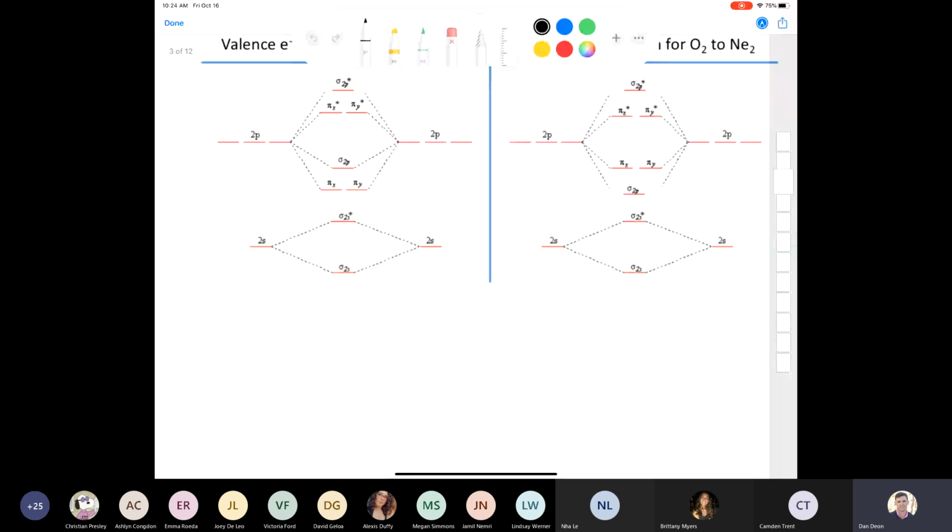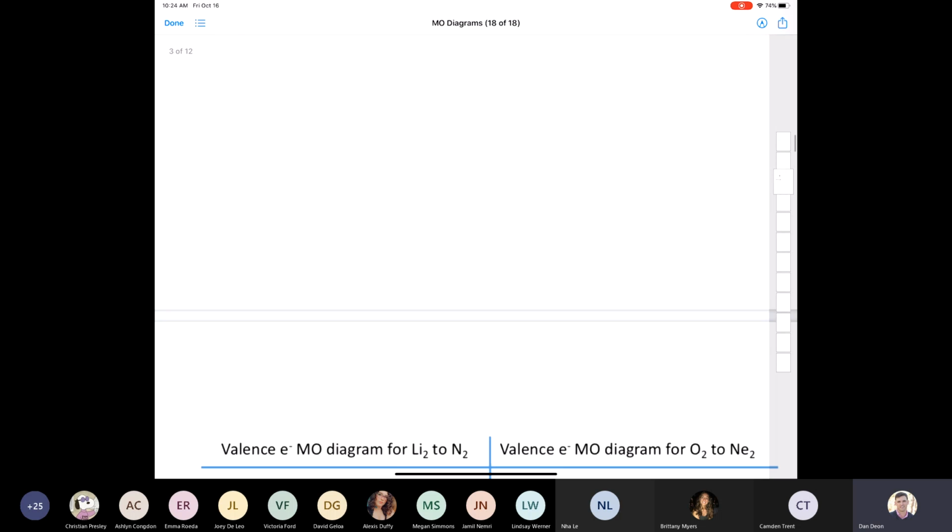Okay, N2 is a total of 10 valence electrons. 1, 2, 3, 4, 5, 6, 7, 8, 9, 10. My bond order is going to be equal to 8 in bonding orbitals, subtract 2, multiplied by a half. So that gives me a bond order of 3 for nitrogen. Let's keep going. The next one is B2 with a -1 charge.